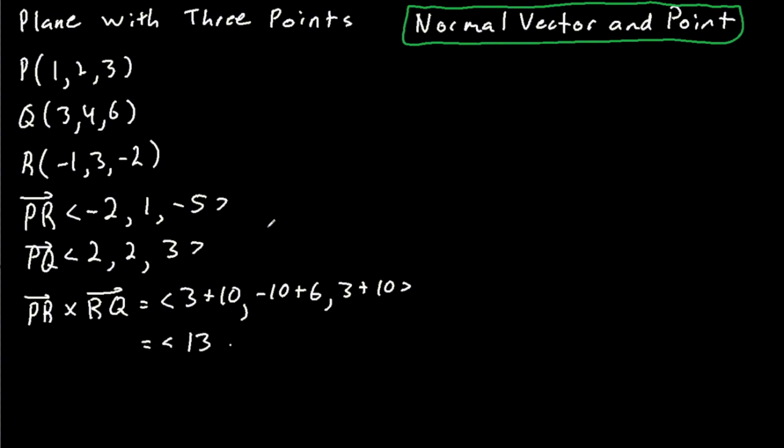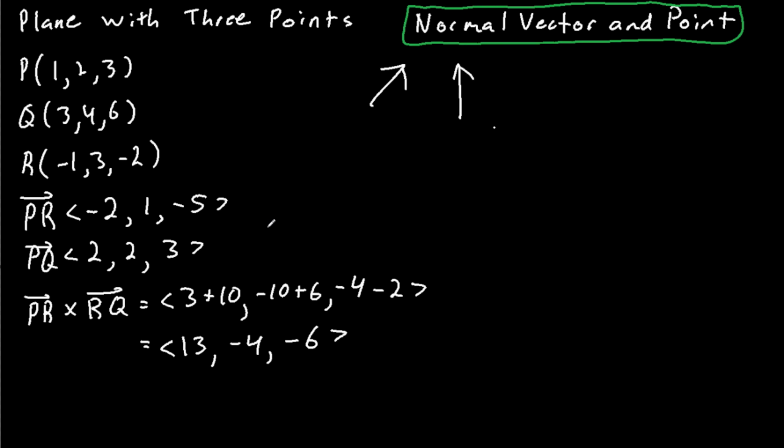Okay, this is 13. Did I do that right? Oh no, I didn't. This is wrong. This is -4 minus 2. There you go, that looks more right. Yeah, that's better. 13, -4, and -6. There's our normal vector. We found it. We found the normal vector, right?